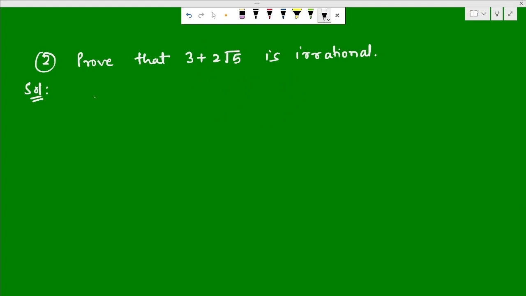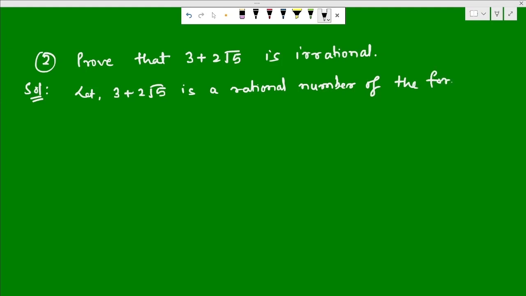To prove this, again we use the same contradictory method. So we'll be assuming, let 3 plus 2 root 5 be a rational number of the form p by q. That means we can write p upon q equals 3 plus 2 root 5.